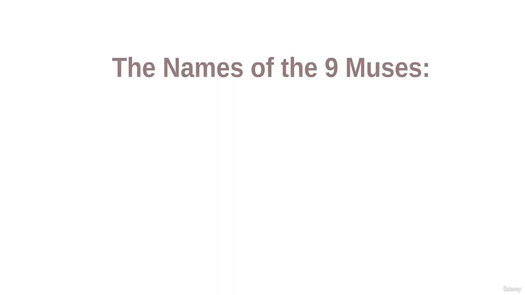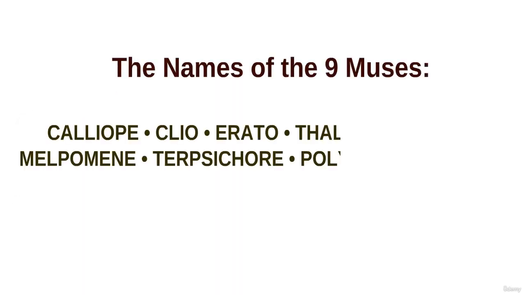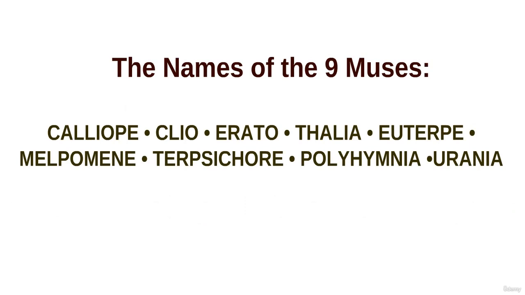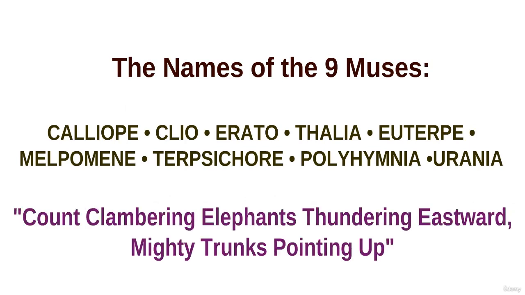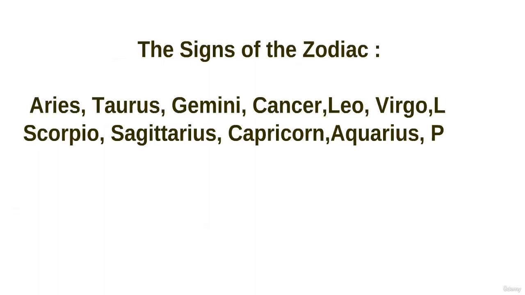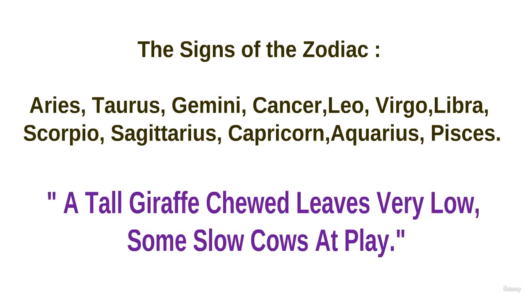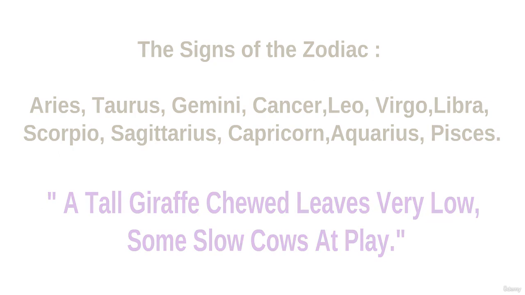The names of the 9 muses in Greek mythology. You might think of the phrase, count clamoring elephants thundering eastward, mighty trunks pointing up. The signs of the zodiac. Think of the phrase, a tall giraffe chewed leaves very low, some slow cows at play.